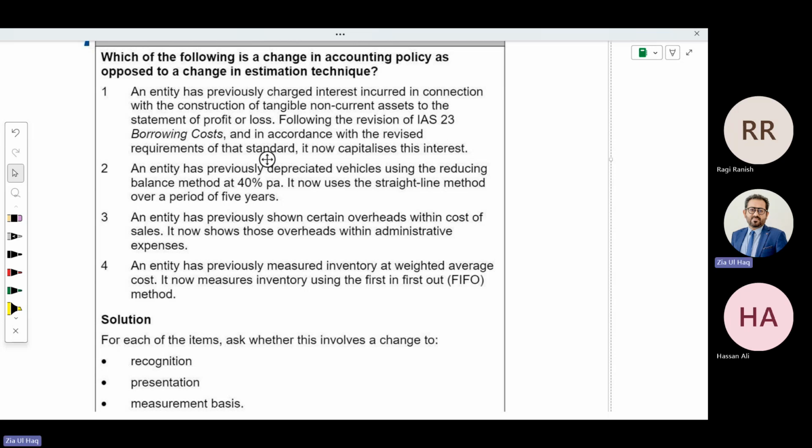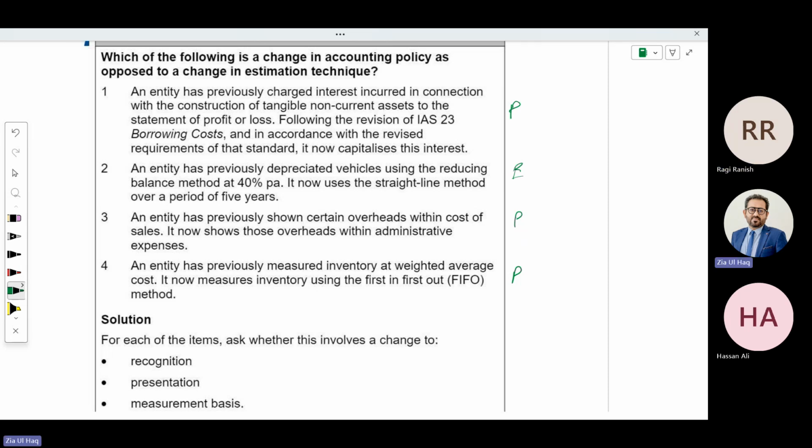Which one is a policy change? First and four only. First and four, then. First and four is a policy change. Third also a policy change. Second one is estimation. Second is an estimate change. Third also. Third is also a policy change or an estimate change?